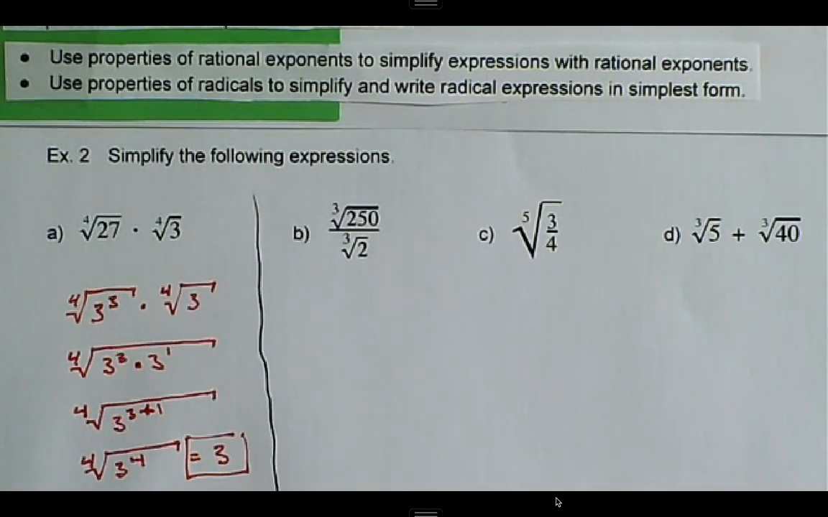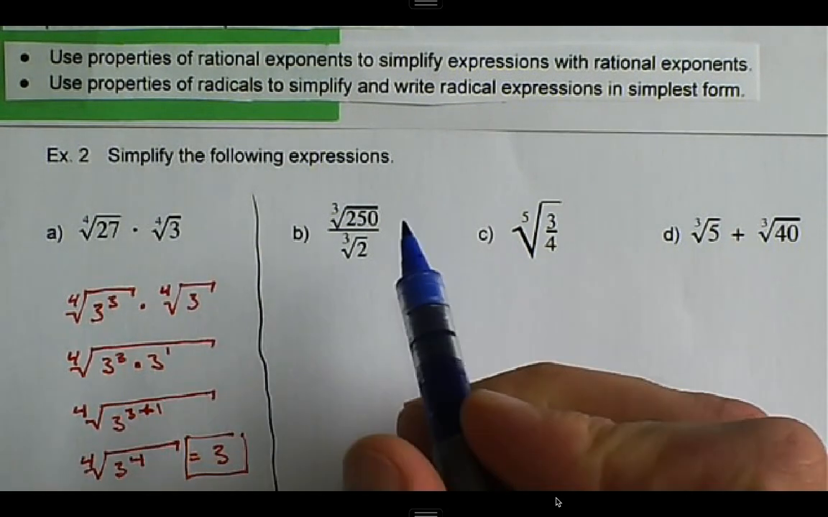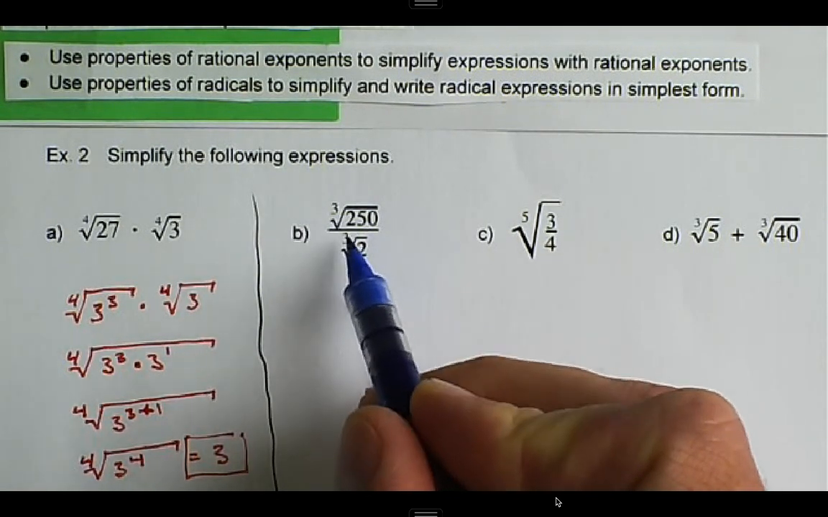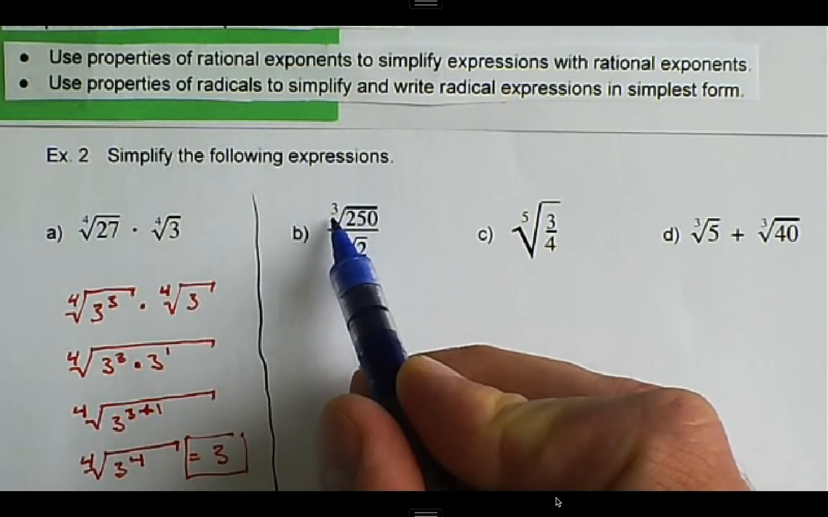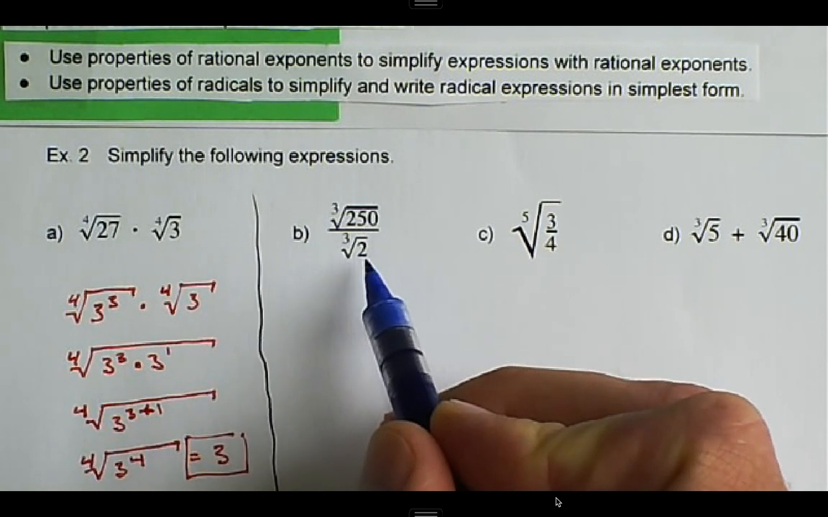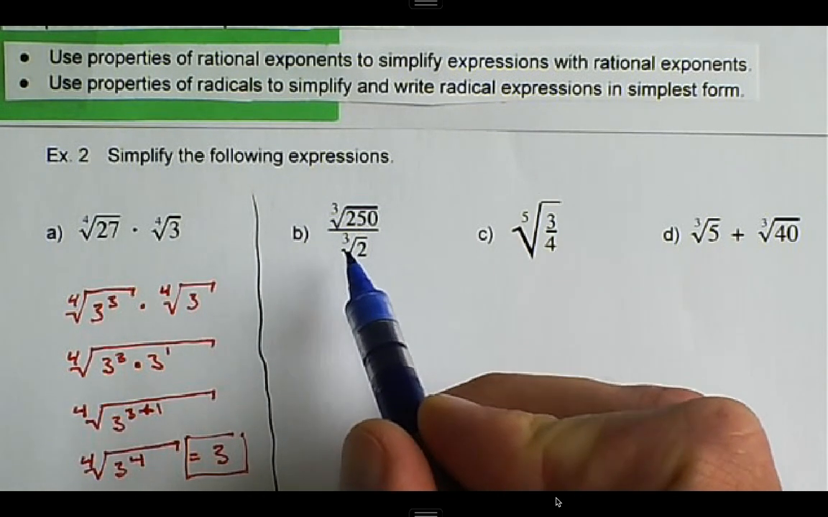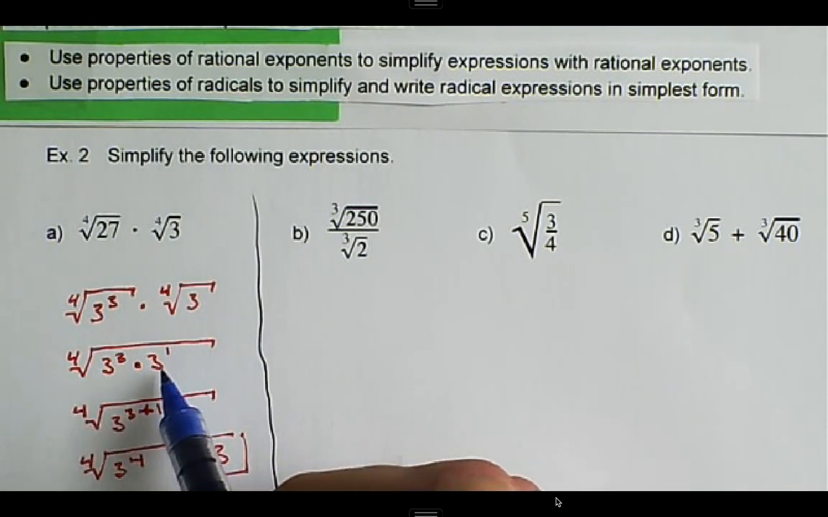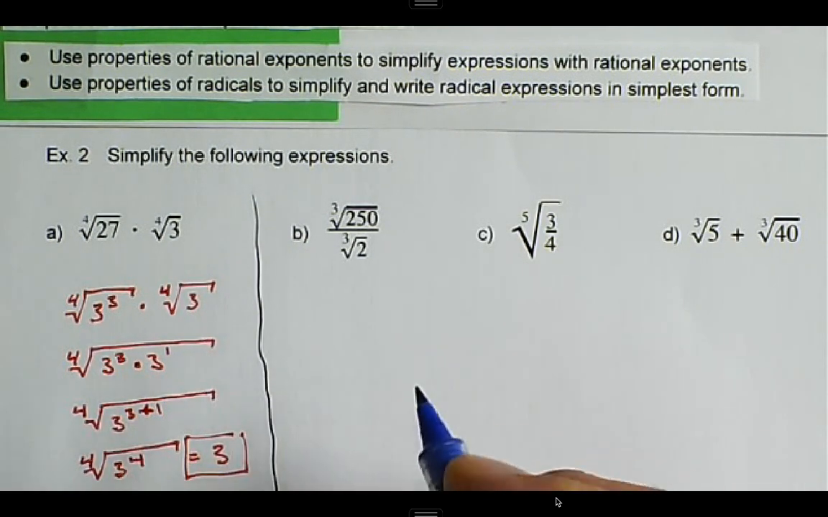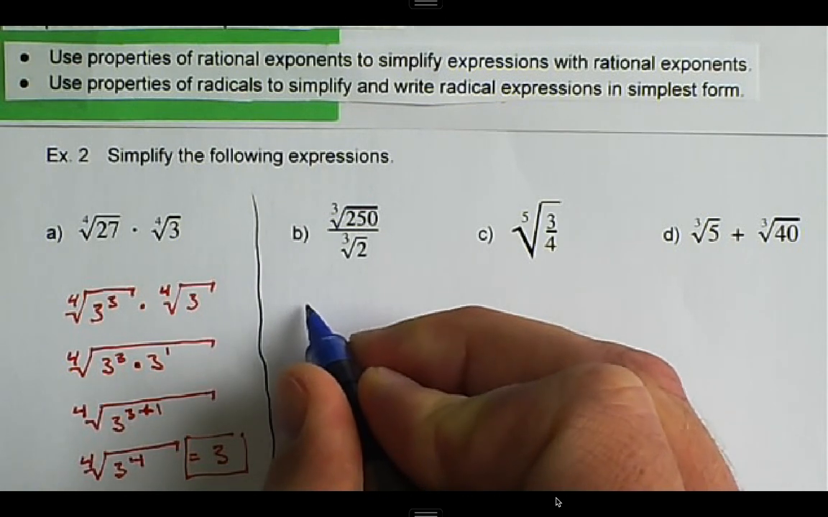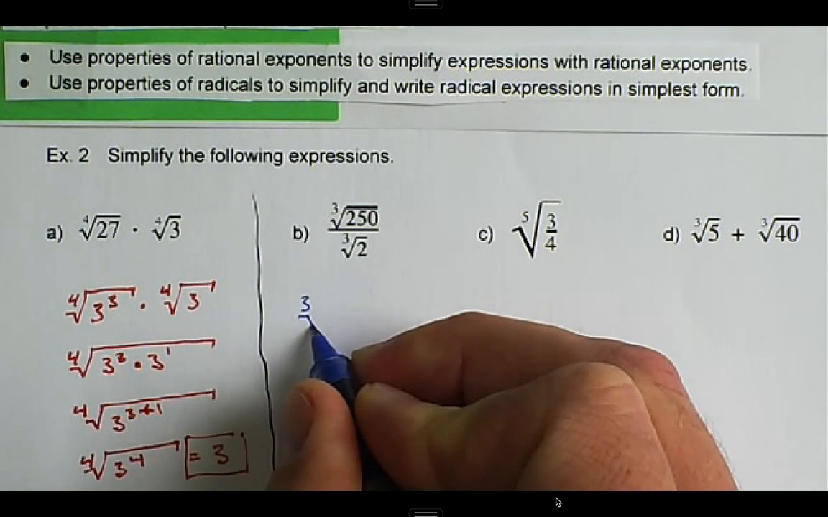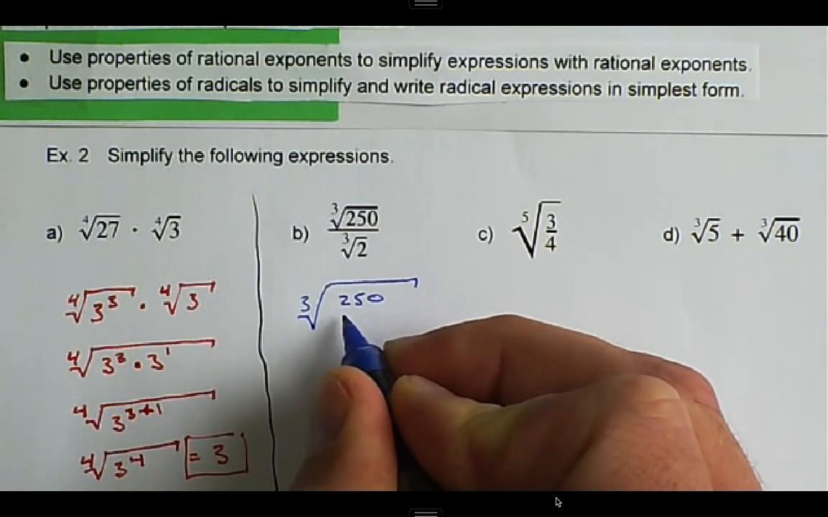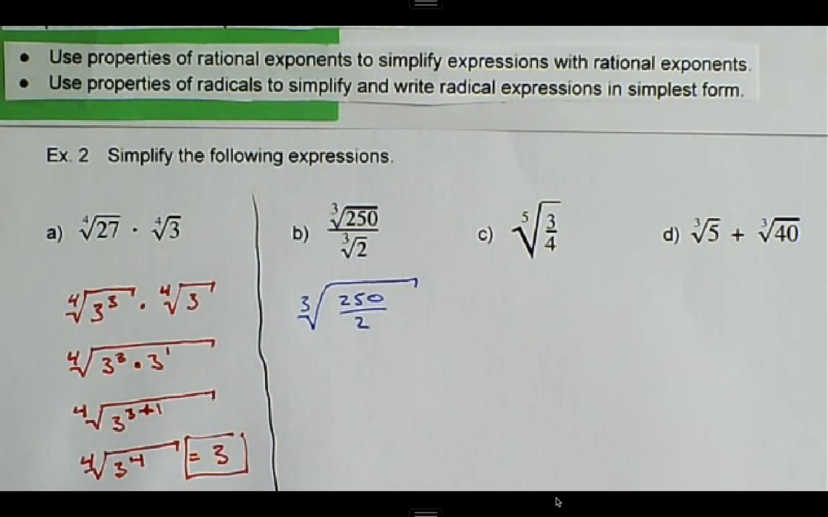Then we look at B. Here we see that we have the same radical. So we're taking the cube root of both the numerator and the denominator. So for this one, where we put them both under the same radical, we can do the same thing with division. So we can take the cube root of 250 divided by 2.